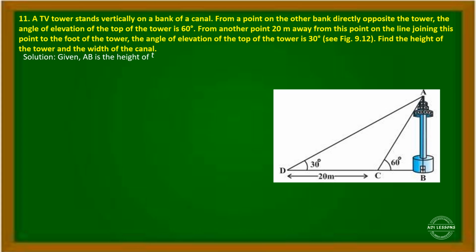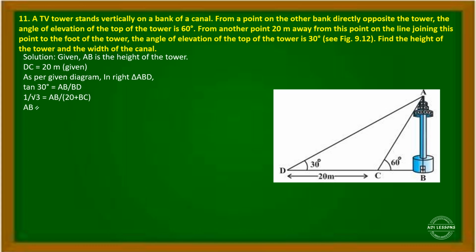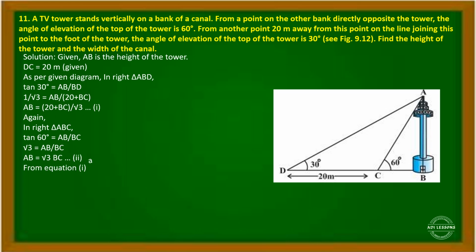Given AB is the height of the tower, CD equal to 20 meters. As per given diagram in right triangle ABD, tan 30 degrees is equal to AB by BD. 1 by root 3 equal to AB by 20 plus BC. That implies AB equal to 20 plus BC by root 3. This is equation 1. Again, in right triangle ABC, tan 60 degrees equal to AB by BC.